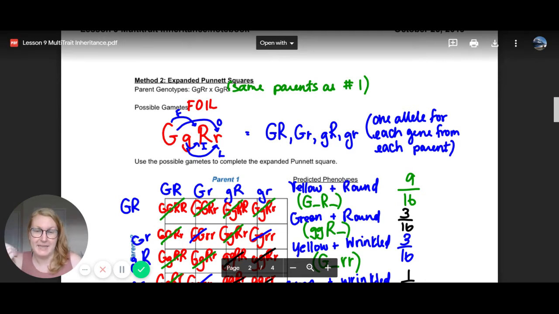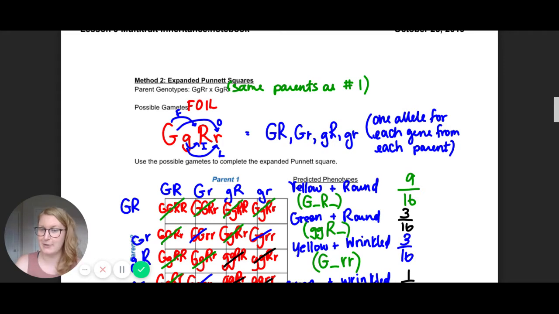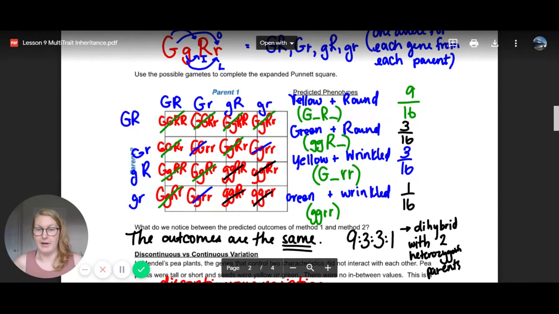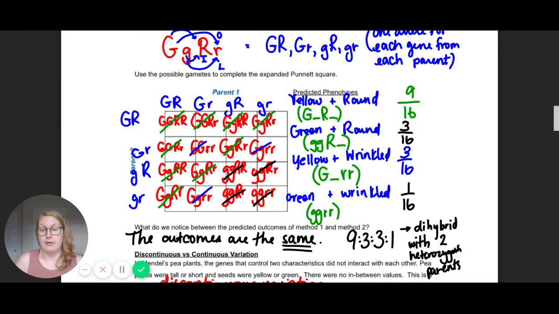Now, what do I use these gametes for? These gametes are the same for both parents, because both parents in this case happen to have the same genotypes. That's not always the case. But now I'm going to make an extended Punnett square. I'll just mention quickly right here, this is extremely important for the lab.